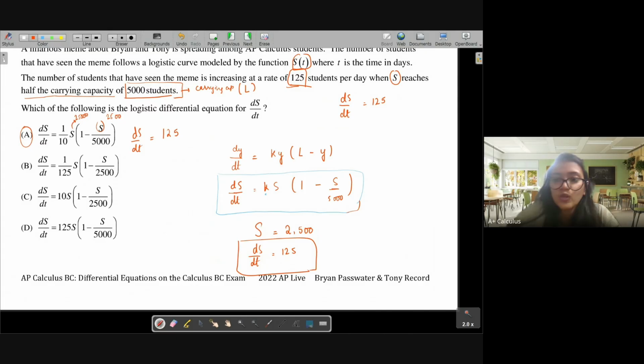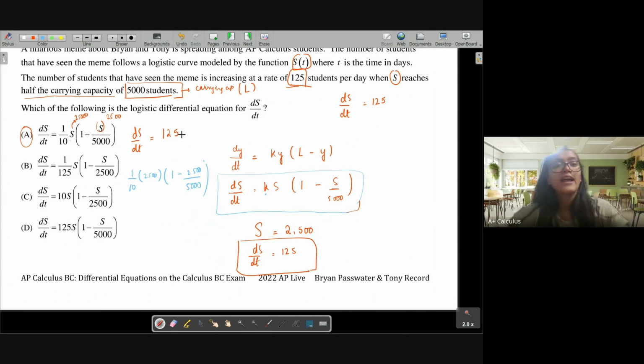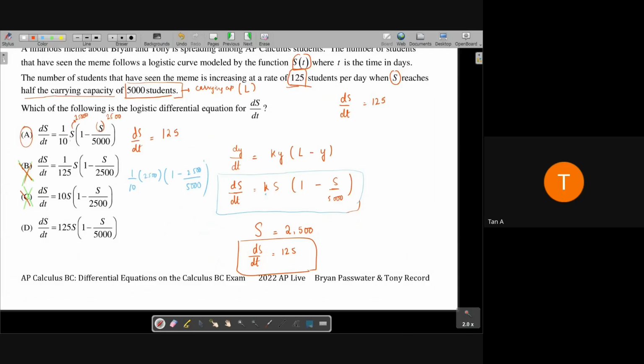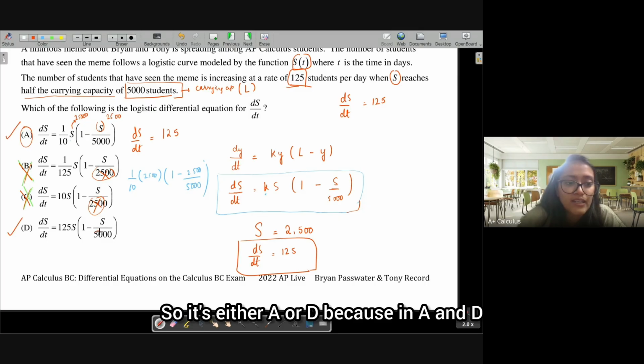Got it. Okay, so let's check answer choice A. 1 over 10 times 2,500 times (1 minus 2,500 over 5,000). Can you solve this? And one more thing is, you can eliminate answer choices B and C. Because here L is 2,500. No, L is 5,000. So it's either A or D, because in A and D, L is 5,000.